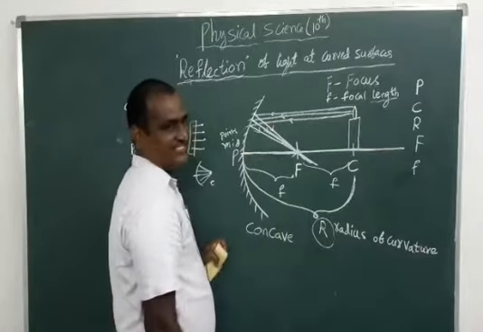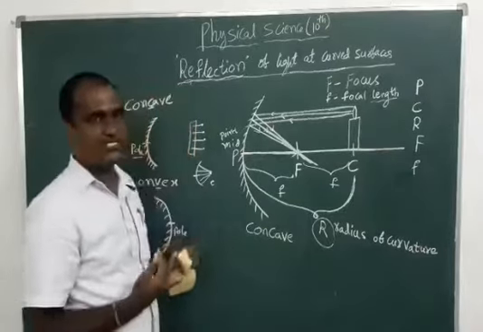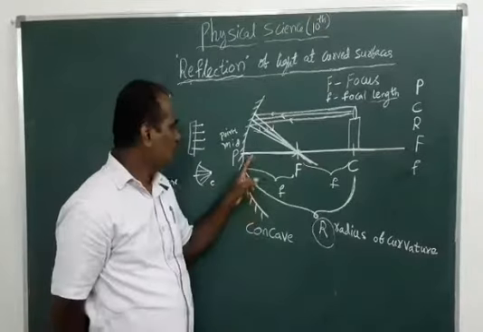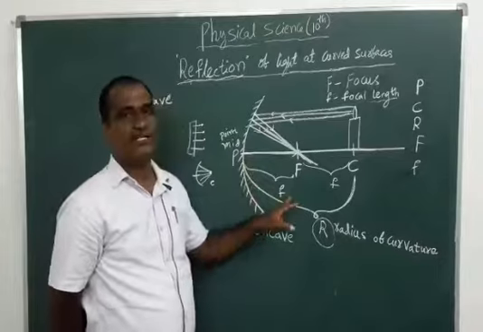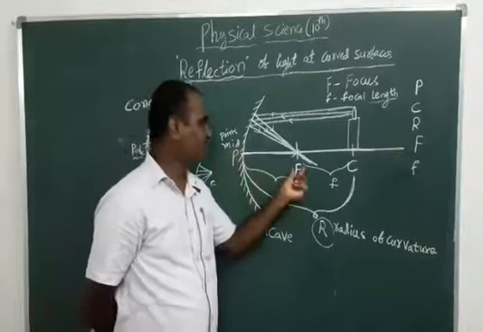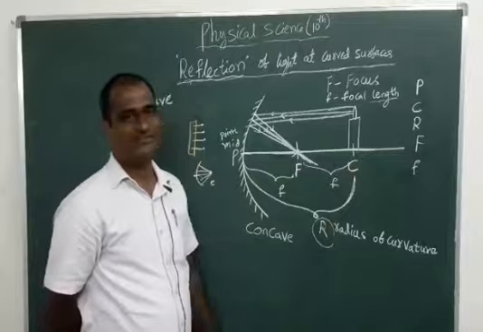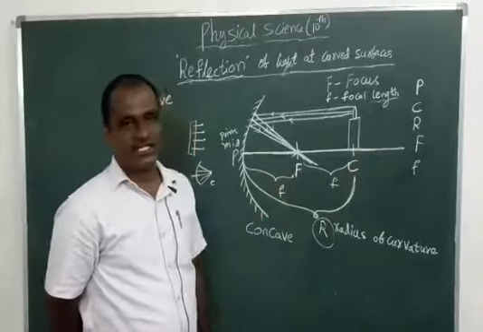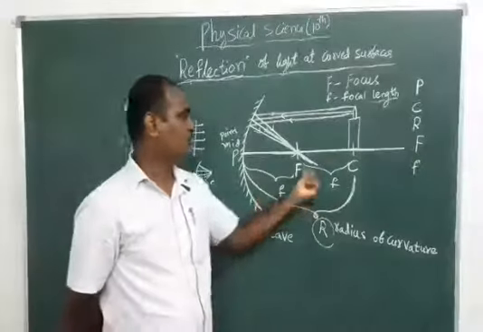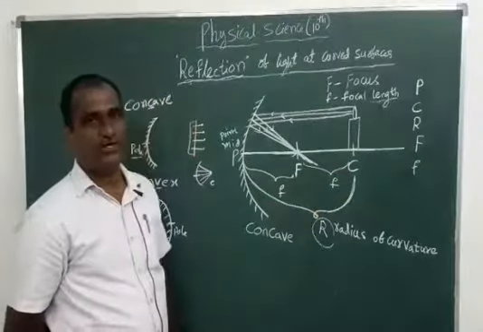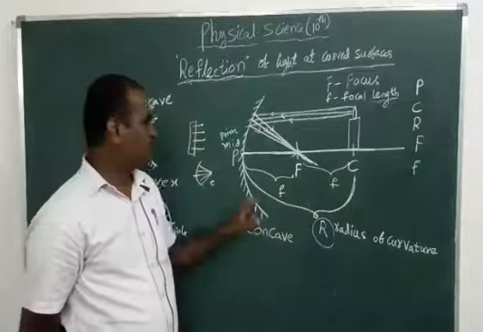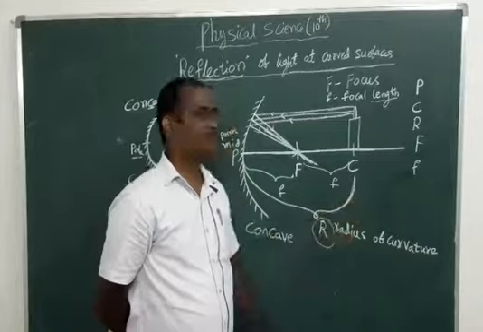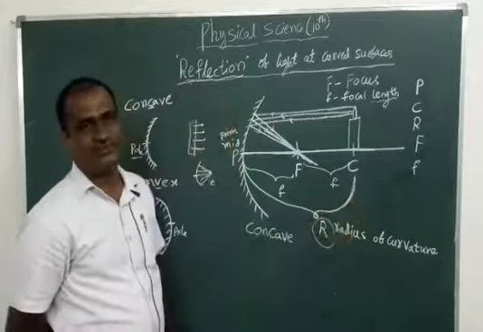Or another definition. Focal length has two definitions. First one, now only we discussed. The distance between pole to focus is called focal length. Second definition, the distance between focus to center of curvature. These two lengths are equal. What is the focal length definition? The distance between pole to focus, or the distance between focus to center of curvature, is called focal length.